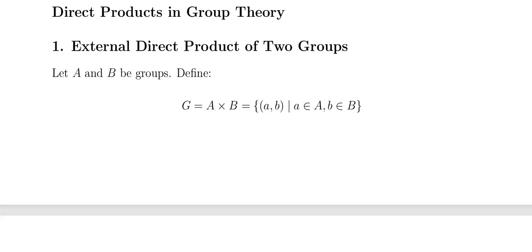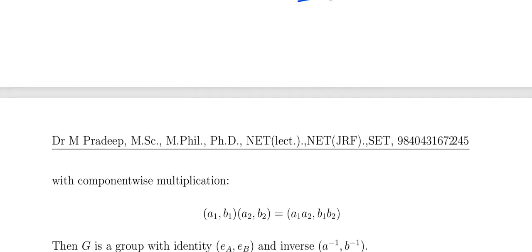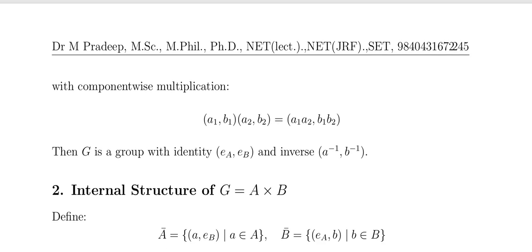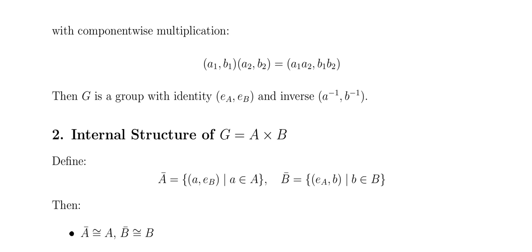So the external direct product of two groups, how to define it: that is A and B groups. Define A cross B as the collection of the ordered pairs (a, b), where a belongs to A and b belongs to B, and this is called the external direct product of the groups. The component-wise multiplication is defined as (a1, b1)(a2, b2) = (a1 a2, b1 b2), and then this is a group.